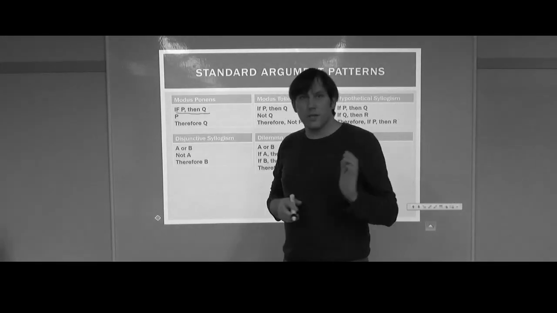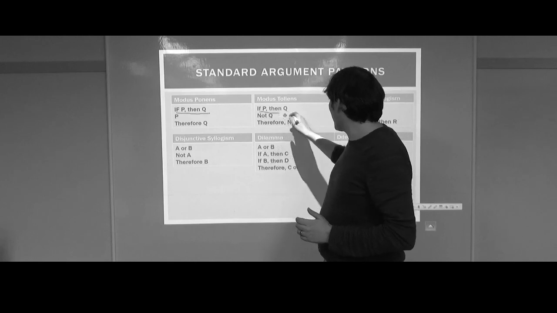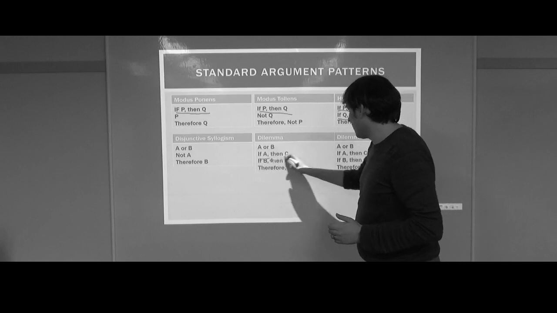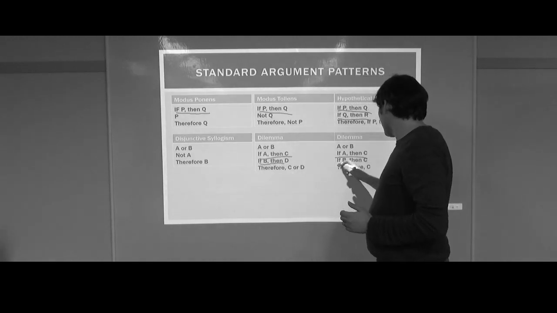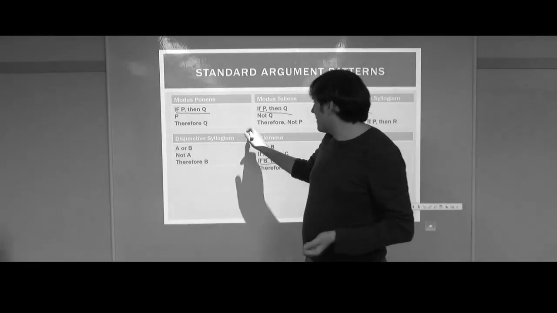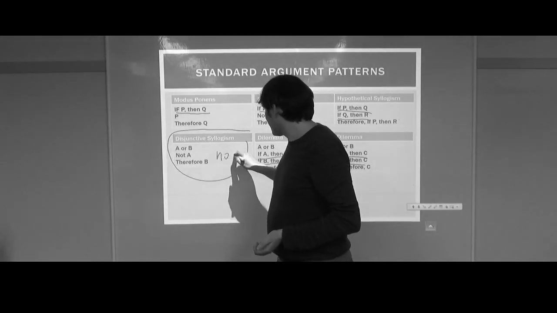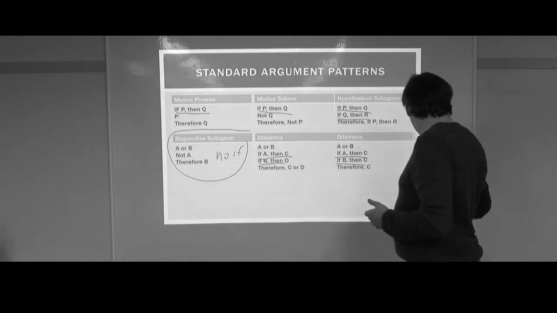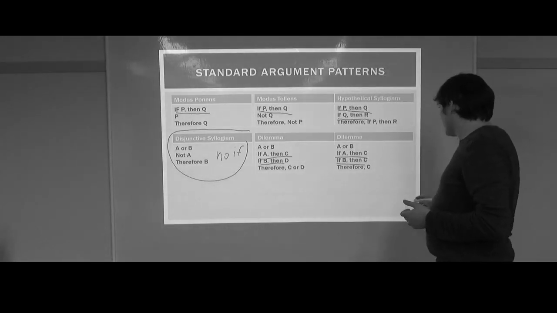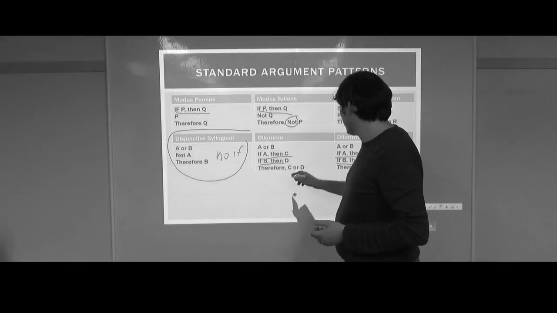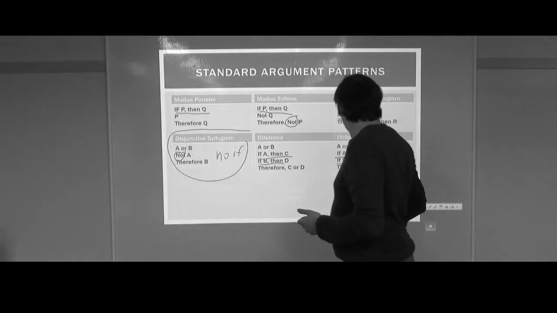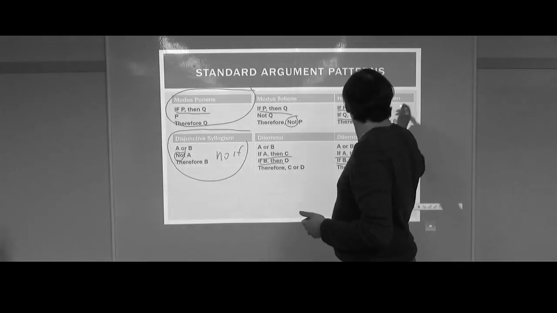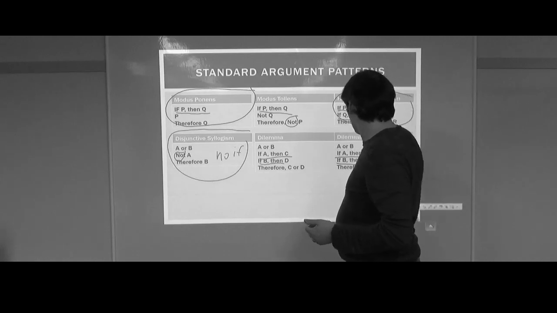There's an if-then in this pattern. In this pattern, if-then, if-then. What's interesting is disjunctive syllogism has no if. Now let's highlight all of the nots. There's a not here, there's a not here. So there are three patterns that have no nots. They're here.